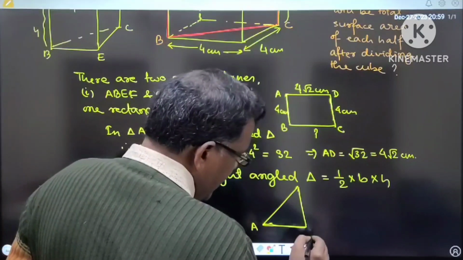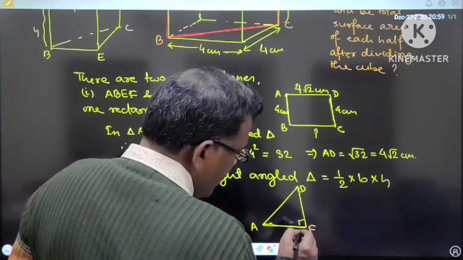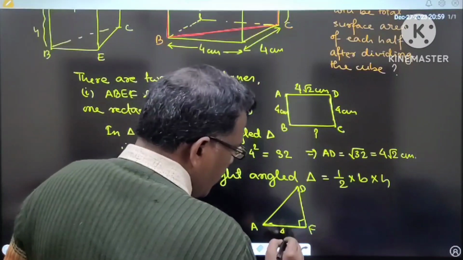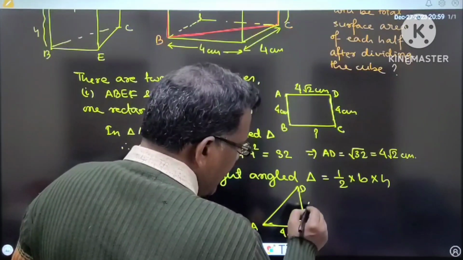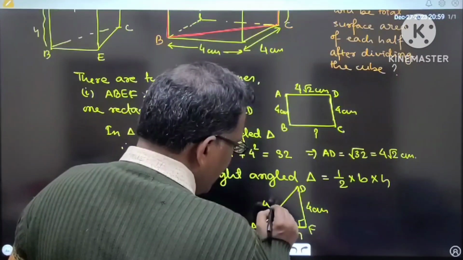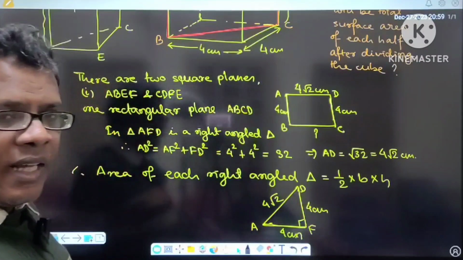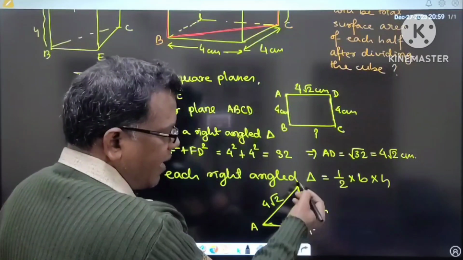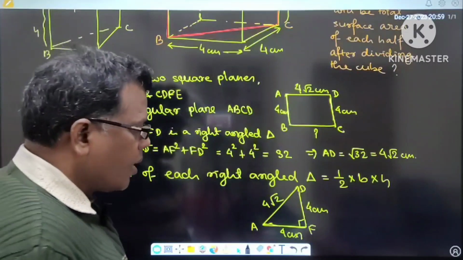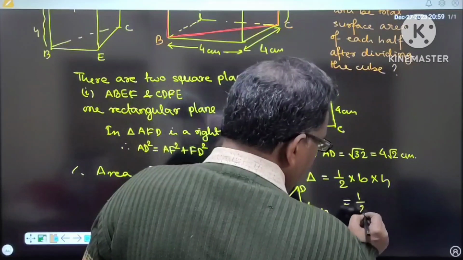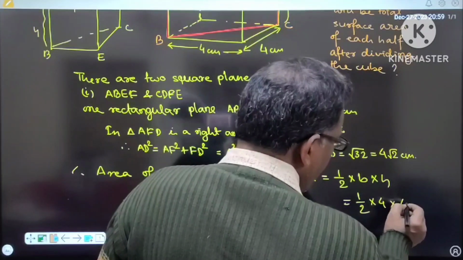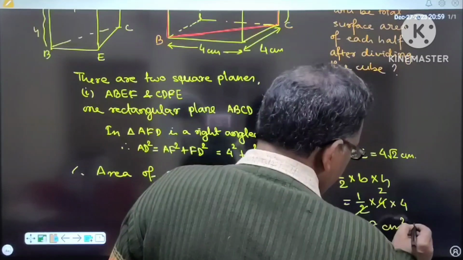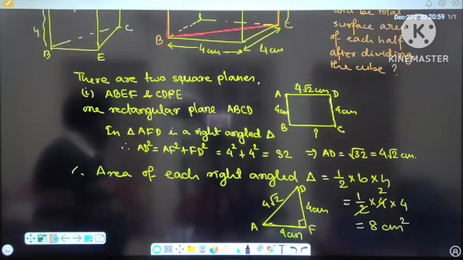So I know about the right angle triangle like this. I can say this is A, this is F, this is D. The adjacent sides AF and FD are perpendicular to each other. Both are 4 centimeter each. The mutually perpendicular sides are known to be base and height respectively. Right. If I take AF as the base, I can refer FD as the height. Yes or no? So that means this can be written half into 4 into 4. Right. So that means 8 centimeters square will be the area of each triangular portion.